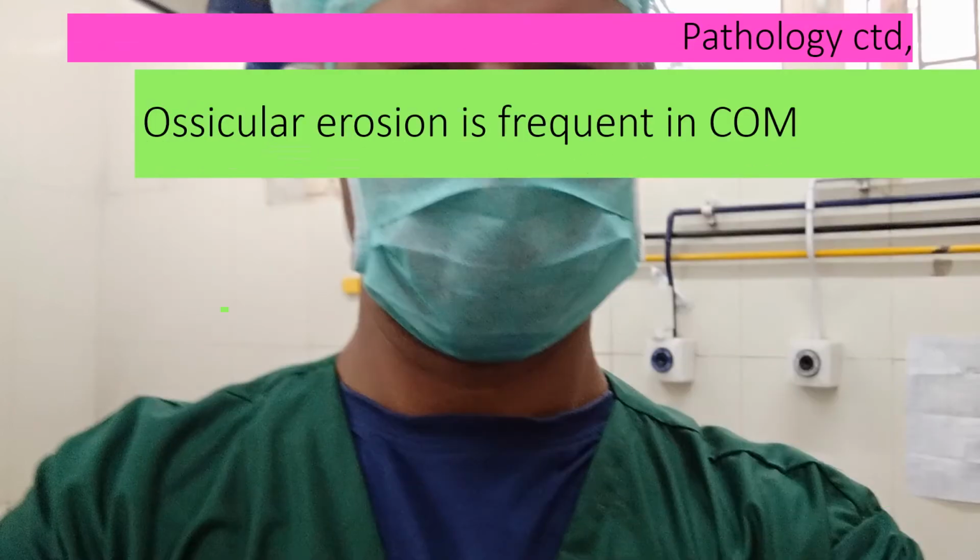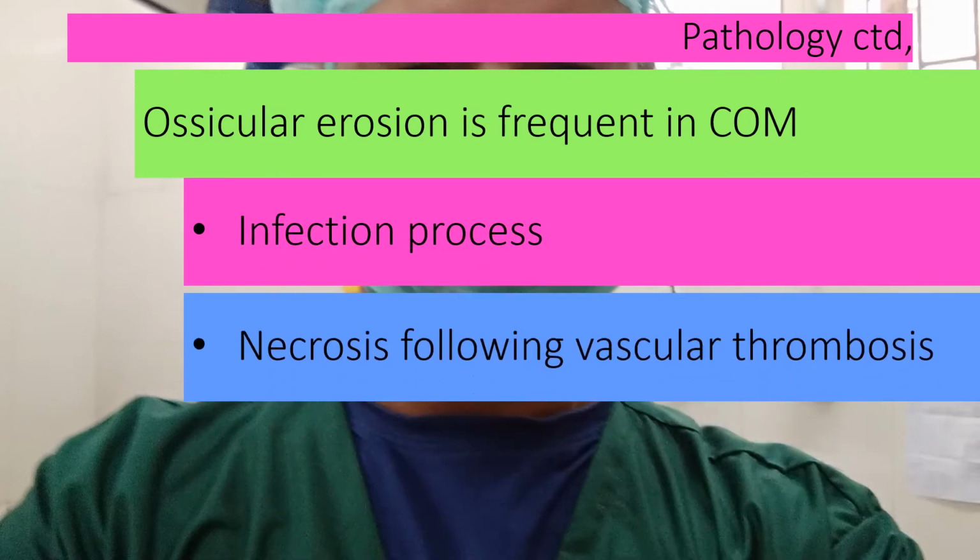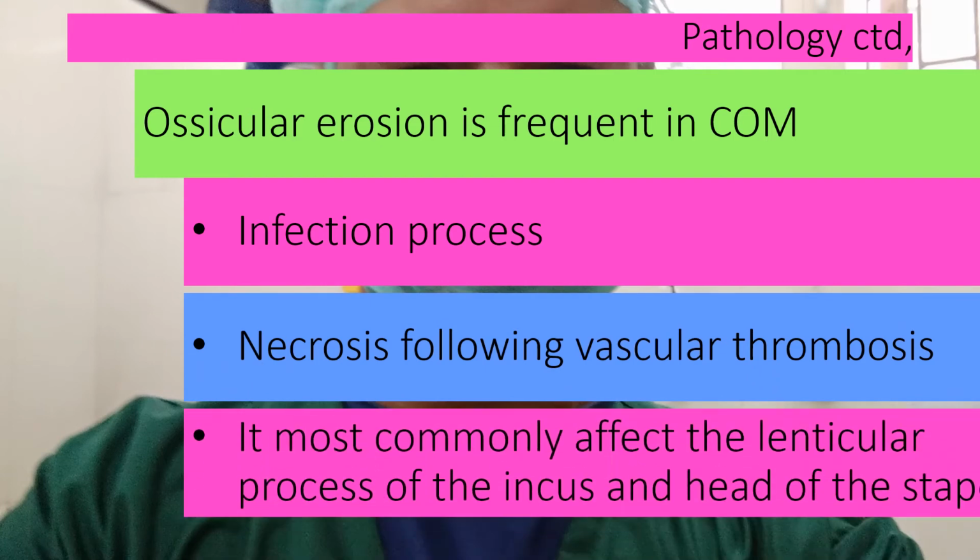Pathology continued. Ossicular erosion is frequent in COM. What leads to ossicular erosion is the infection process, necrosis following vascular thrombosis. If there is vascular thrombosis, there is necrosis of the ossicles. There is infection of the ossicles. It most commonly affects the lenticular process of the incus and head of stapes.